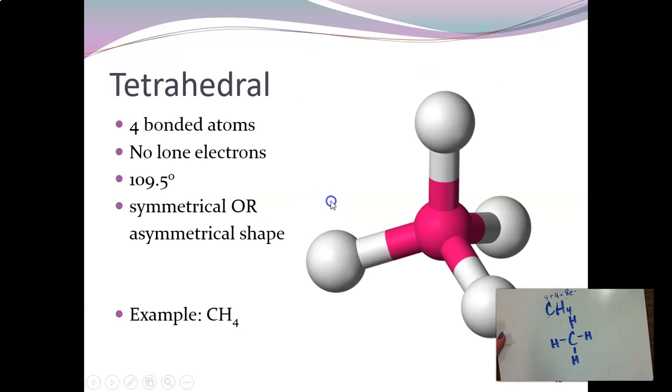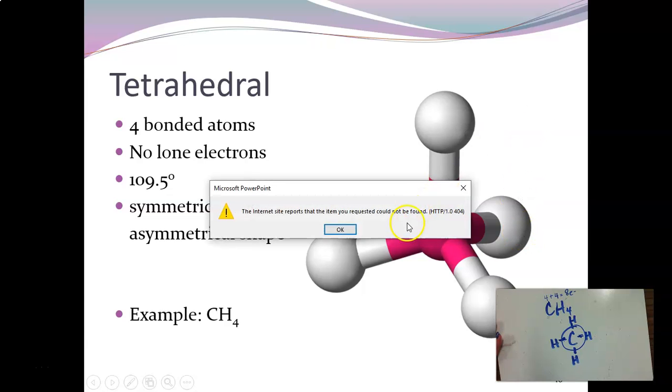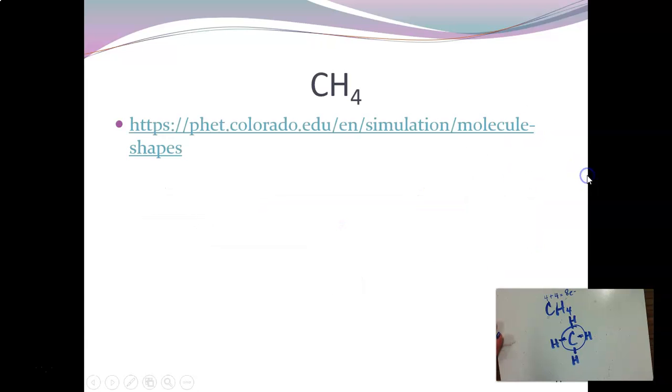This structure is called a tetrahedral structure. You'll know that a molecule is tetrahedral if it has 4 bonded atoms. Look, 1, 2, 3, 4 bonded atoms, and no lone pair on that central atom at all. The bond angle is 109.5. It could be symmetrical, could be asymmetrical. There could be different things bonded to this center atom.